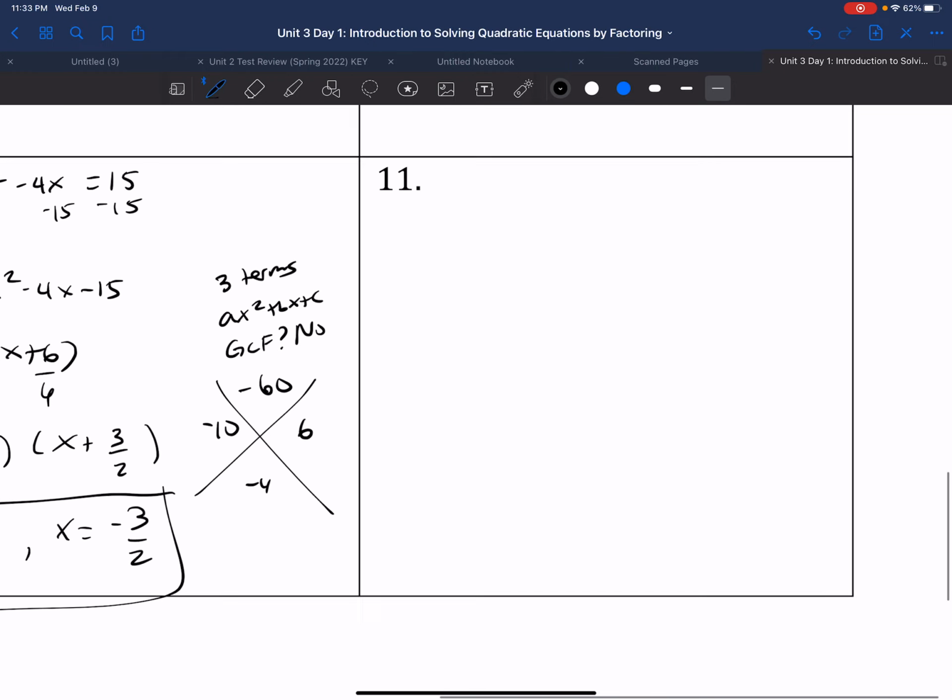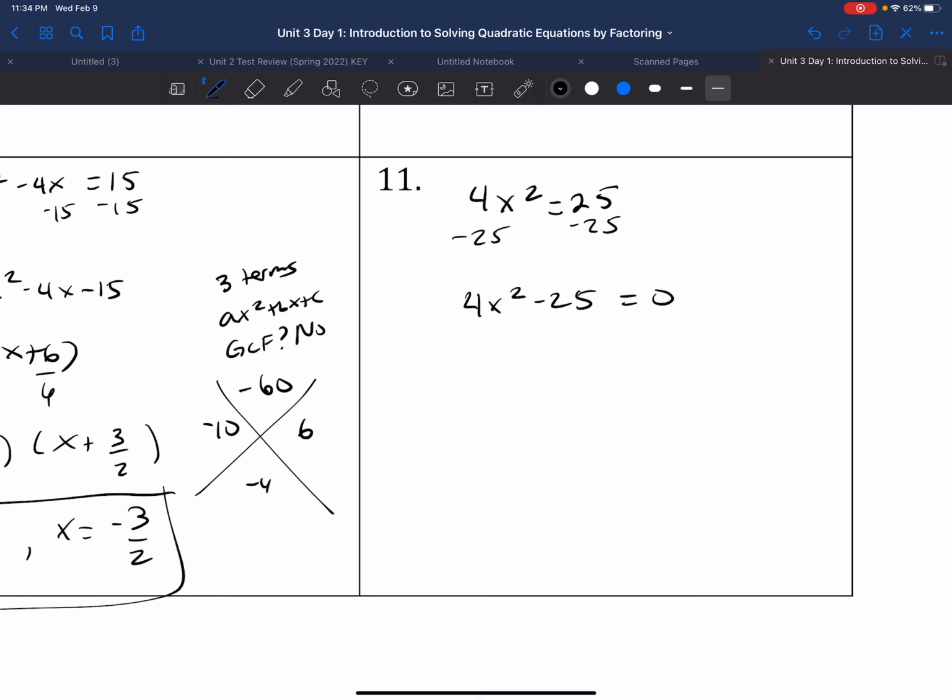Number 11, this is our last problem. This is weird, 4x squared minus 25, okay? Oh, wait, no, this is not 4x squared minus 25. This is 4x squared equal to 25. Okay, well, now what do I do? I want to scooch to the other side. So I have 4x squared minus 25, which is equal to 0.